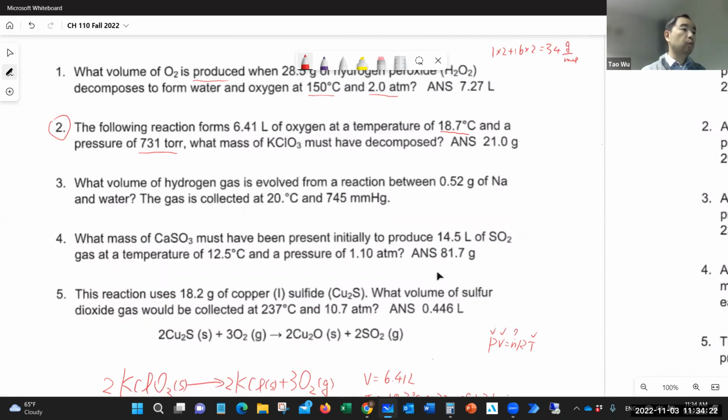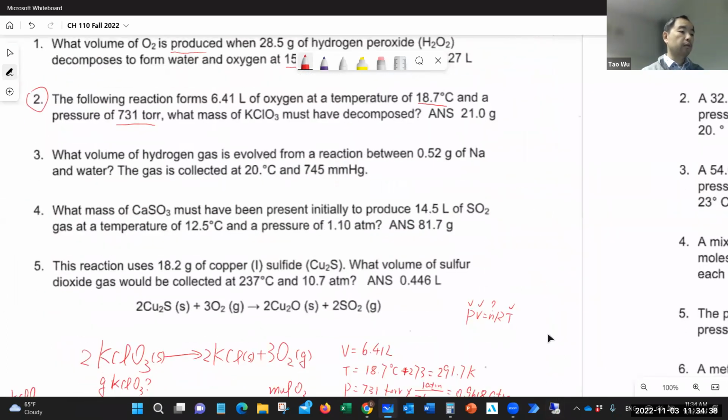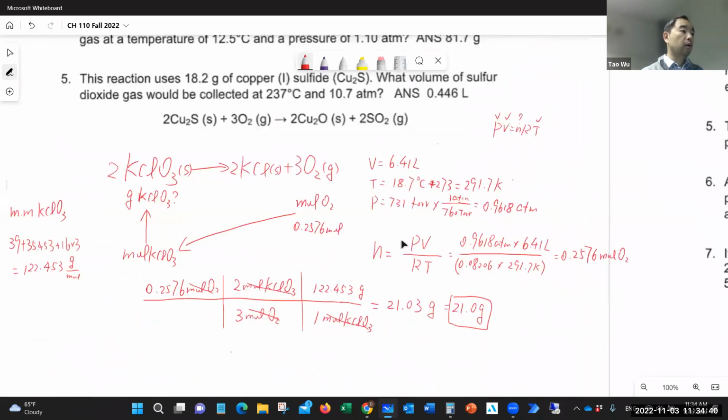You see, this one is different from the first one. In the first one, based on the stoichiometry, you got the moles of oxygen, and based on the ideal gas law you figured out the volume of the gases. But in this one, first you figure out the mole of the oxygen, and then based on the moles of oxygen you figure out the mass of the potassium chlorate. So one goes forward, the other one goes backwards.